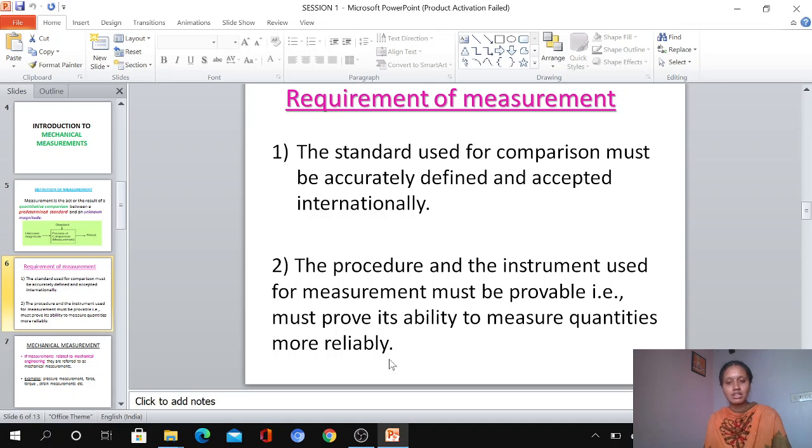So whatever the standard is providing the result, it is not reliable. We cannot accept that because it is not accurate.